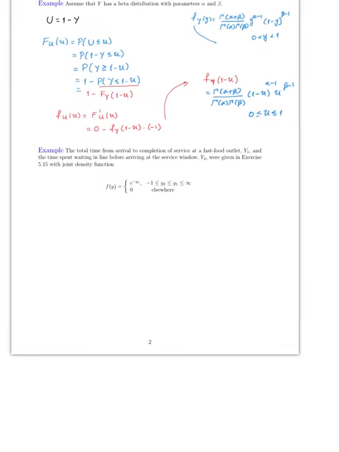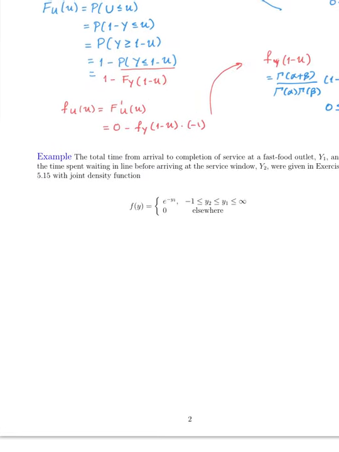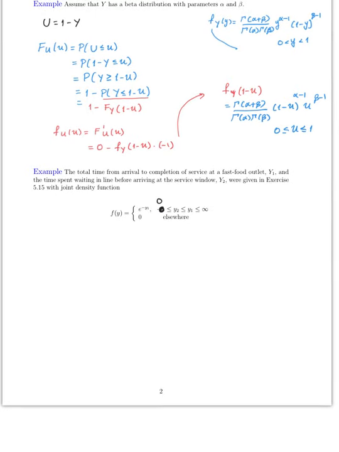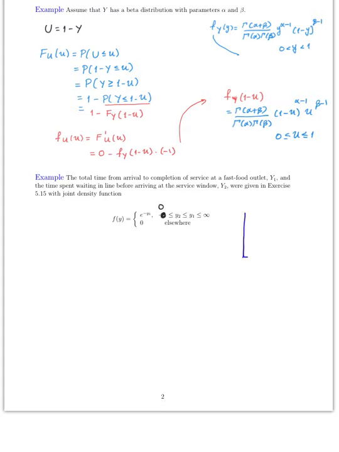Okay, now let's try an example with two variables. The total time from arrival to completion of service at a fast food outlet is y1, and the time spent waiting in line before arriving at the service window is y2. They are given in exercise 5.5 by this joint density function. Here there's a typo. This one should be 0, then -1. Then we need to have the graph where we're integrating.